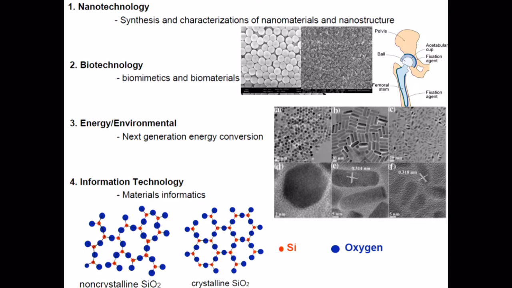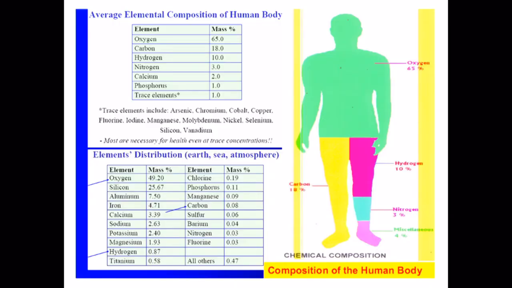About nanotechnology, I will try to come a little later with some details. About bio also, and about energy and environment, I will try to give insight. I am not going to talk more about information, but the materials which I will discuss will be useful for information technology also. All right, so this is about materials which can be traced from a human body.